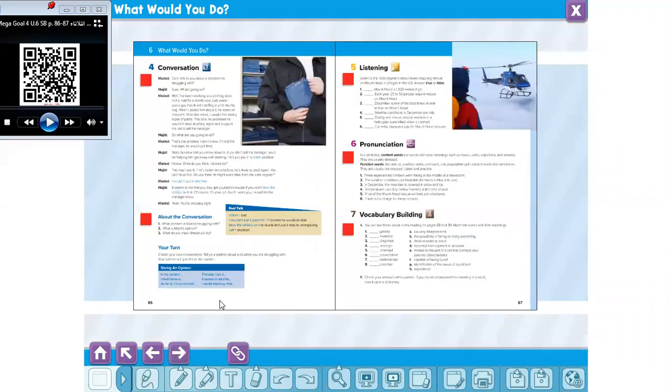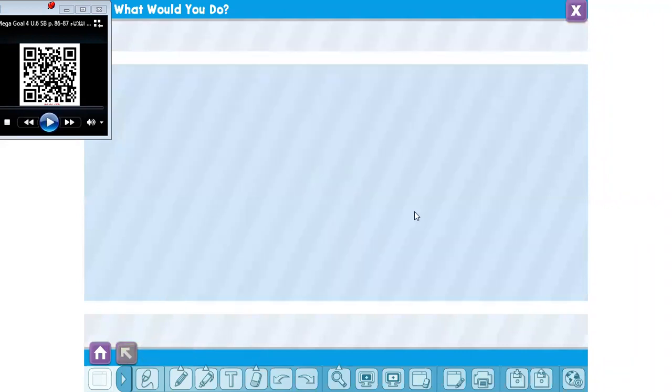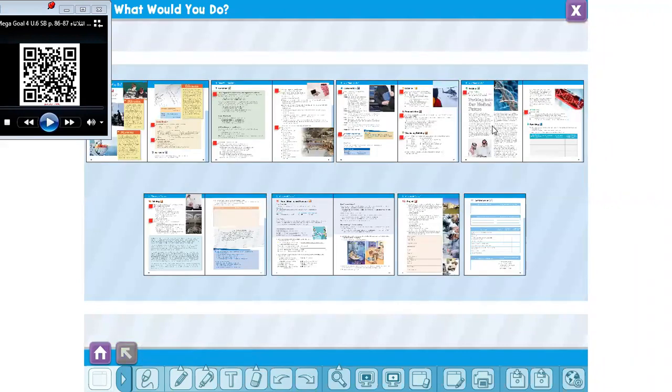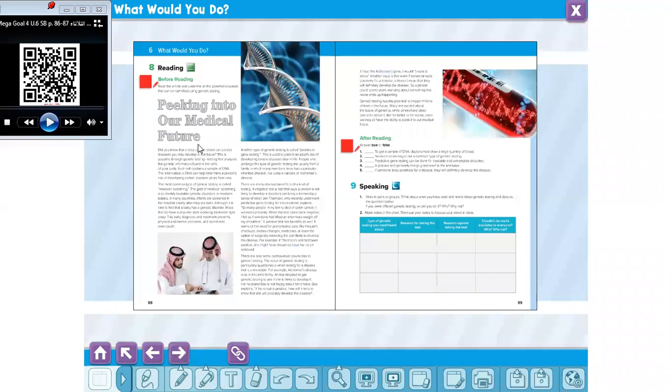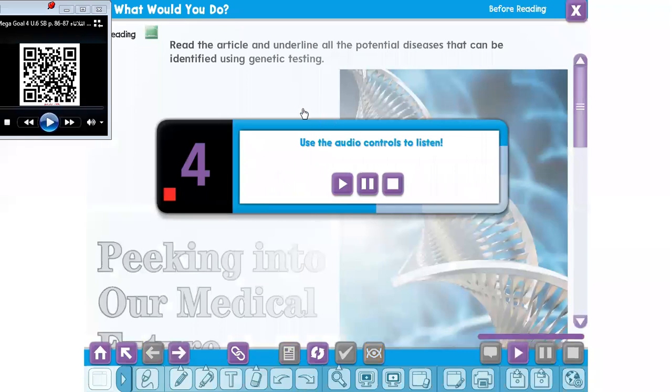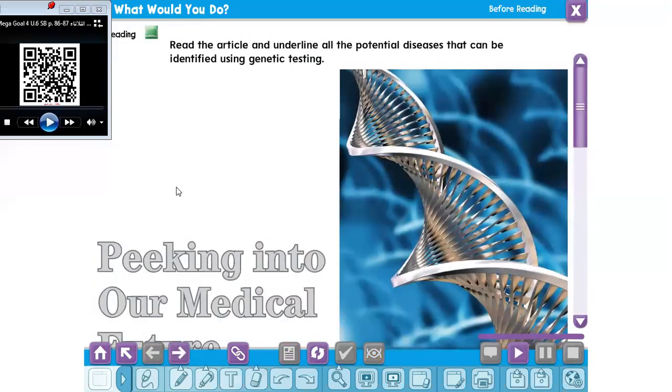I want you to open on these pages. Unit 6, as I told you, what would you do? Number 8, reading. Now, I want you to open on this page and follow me to know all the information and participate with me, okay? As you see here, he wants you to read the article and underline all the potential diseases that can be identified using genetic testing.